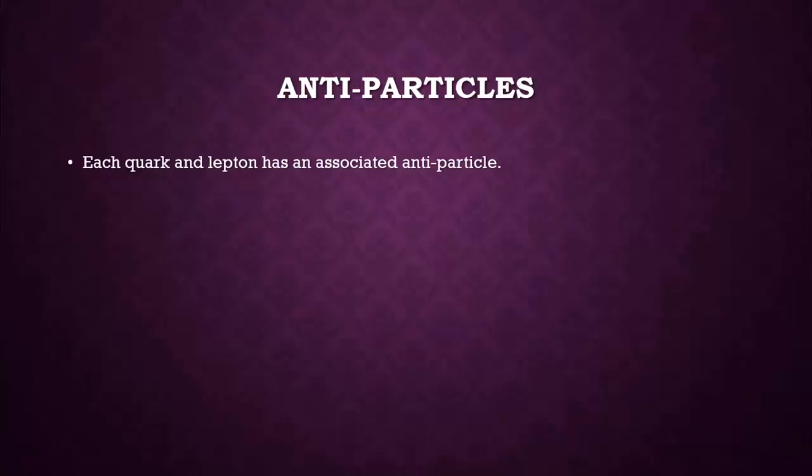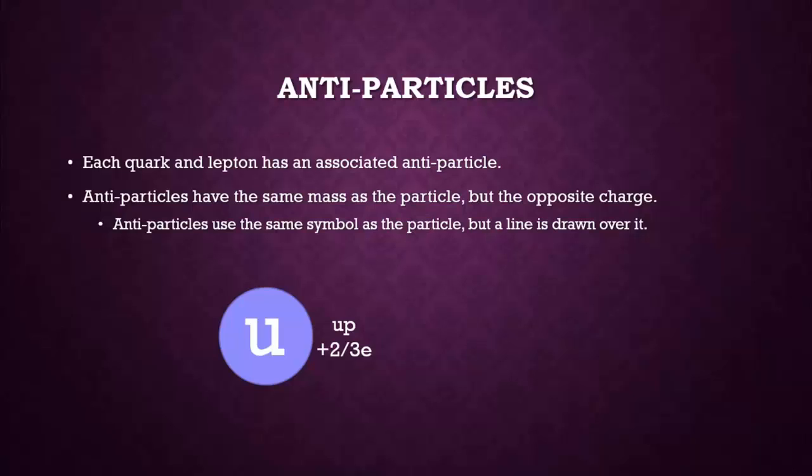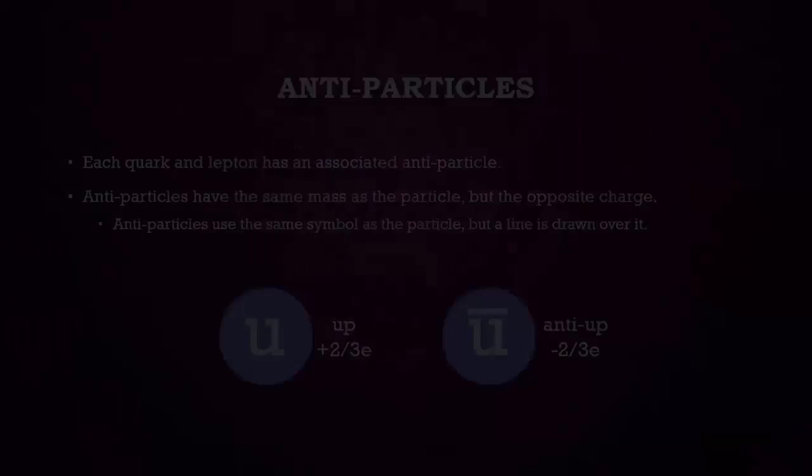Each quark and lepton has an associated antiparticle. Antiparticles have the same mass as the particle, but the opposite charge. And antiparticles use the same symbol as the particle, but they have a line drawn over it. For instance, we have the up quark with a charge of +2/3 elementary charge, and we have the anti-up quark, see the line, with a charge of -2/3 elementary charge.